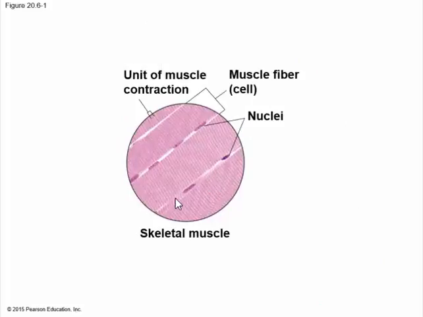Skeletal muscle is multinucleated, and it has these striations. This is what you see if you look at it in the microscope. Multinucleated means more than one nucleus per muscle cell. And you can see the obvious lines of striation. The space between two of these little lines is a sarcomere. That's a unit of muscle contraction. That's where contraction takes place, in the sarcomeres.